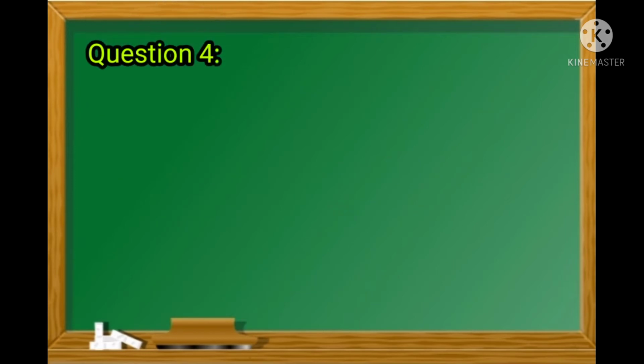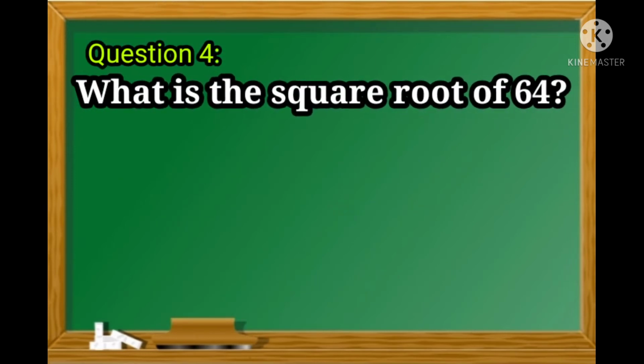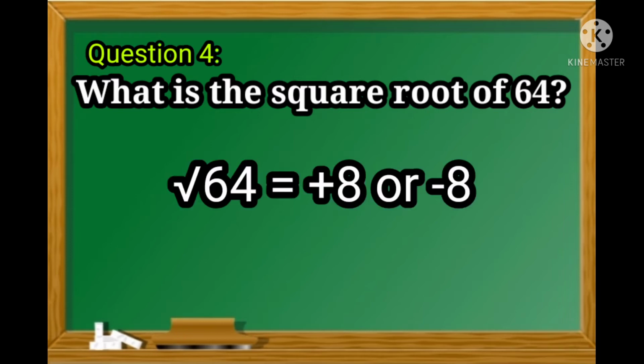Question number 4. What is the square root of 64? To get the square root of 64, try to think of a number and multiply it by itself, and the product is 64. Can you guess? The answer is either positive 8 or negative 8.